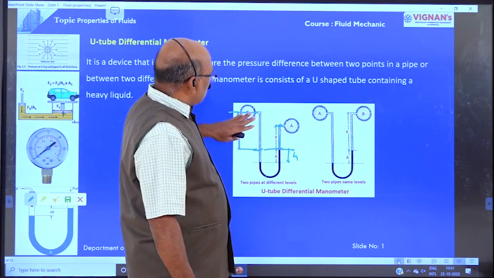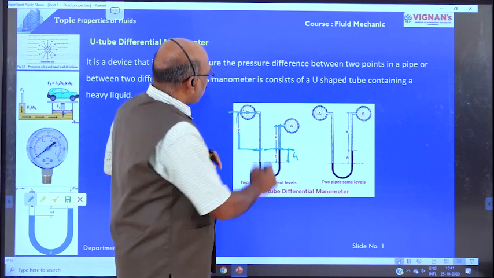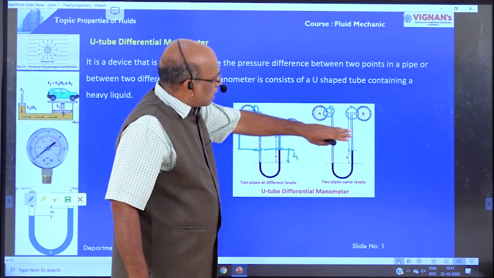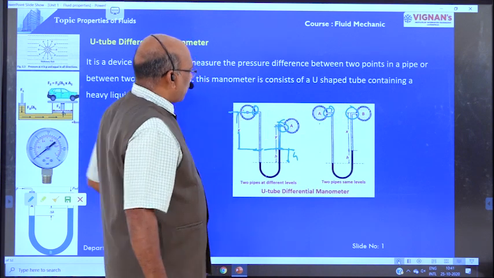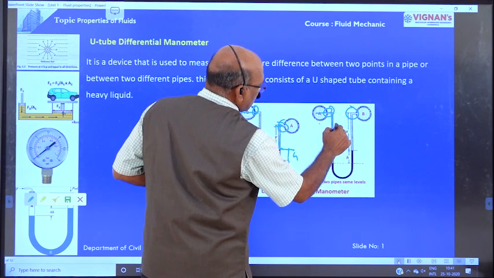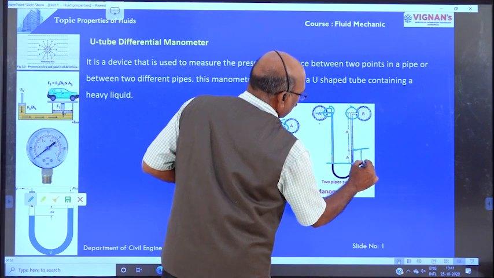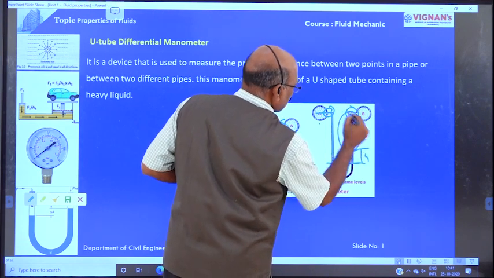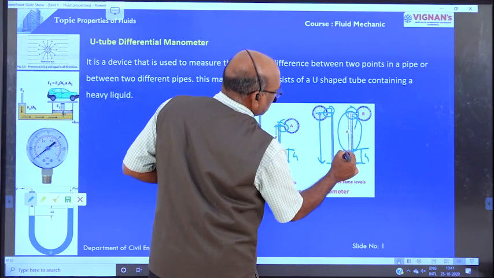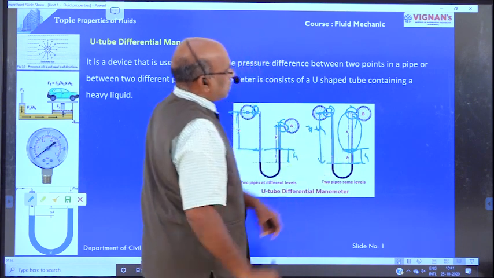Right? Here the two points are at different levels, whereas here the 2 points are at the same level. This is the U-tube differential manometer. Here also the pressure is more here, so because of the high pressure, the heavy liquid moves towards the right side. This is H, this is X, as in the earlier case. Therefore this total distance is equal to X plus H.